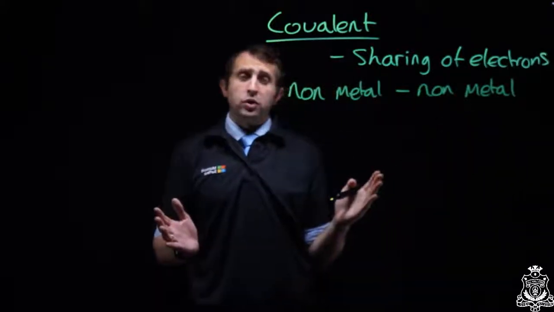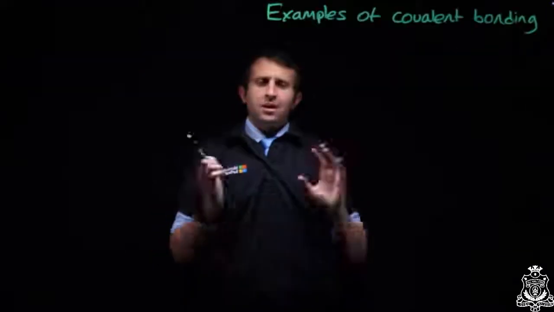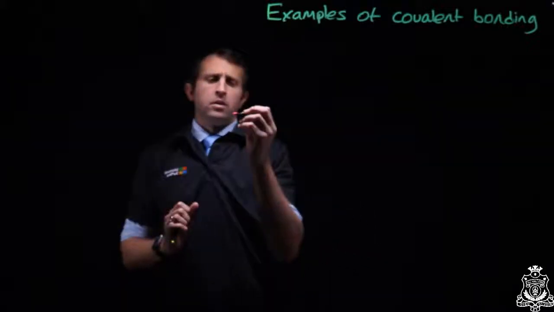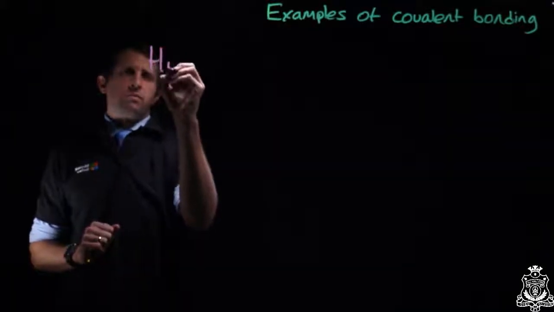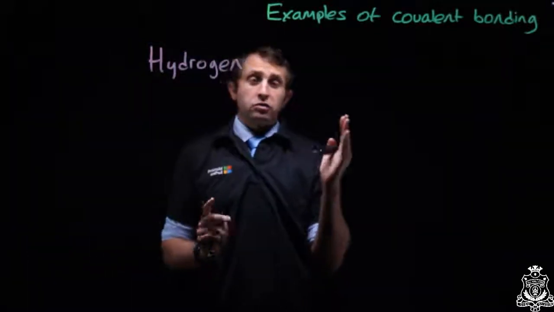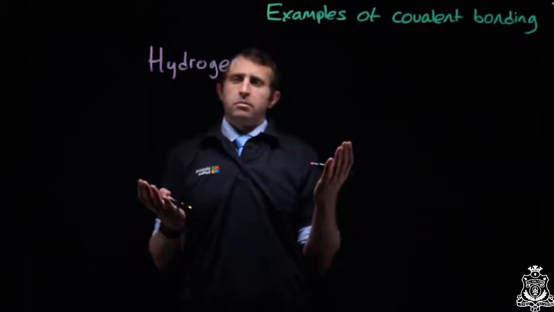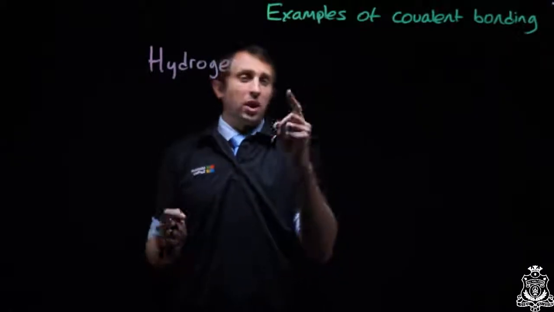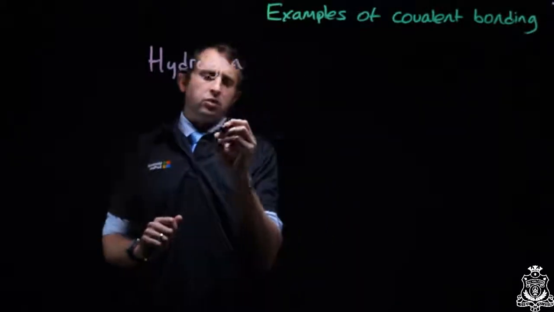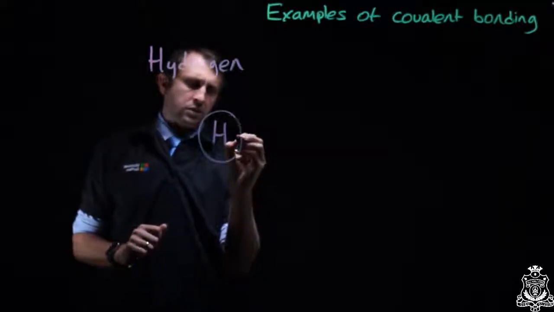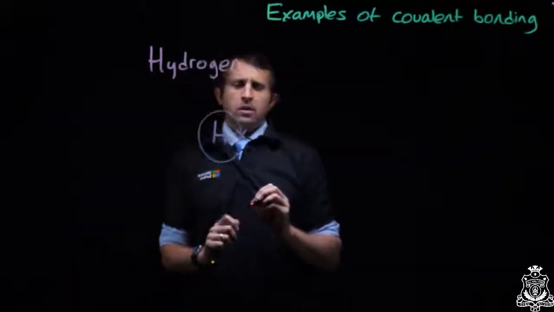How is that different to ionic bonding? Let's do some examples of covalent bonding. We'll start with hydrogen. Hydrogen is a group 1 element, so it has 1 electron in its outer shell. It's got 1 valence electron. So we can draw an atom of hydrogen like this. We'll do a cross diagram.